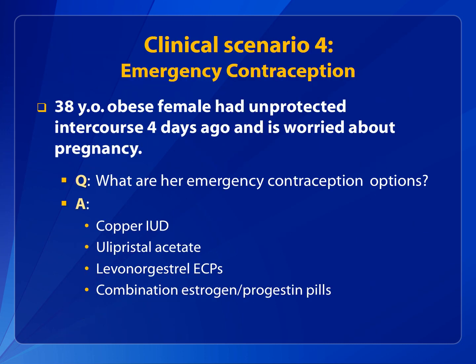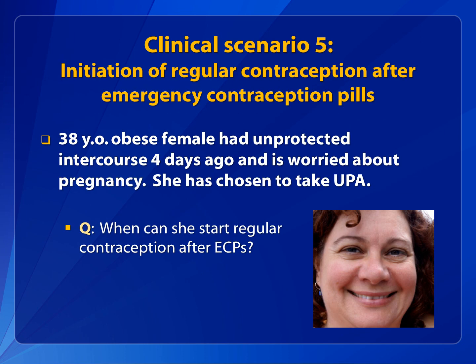This patient therefore has 4 options for emergency contraception. There are no conditions for which she cannot take emergency contraceptive pills. For emergency intrauterine device use, she needs to meet the eligibility criteria for regular IUD insertion. If she decides to take ulipristal acetate, when can she start regular contraception after taking the emergency contraceptive pills?